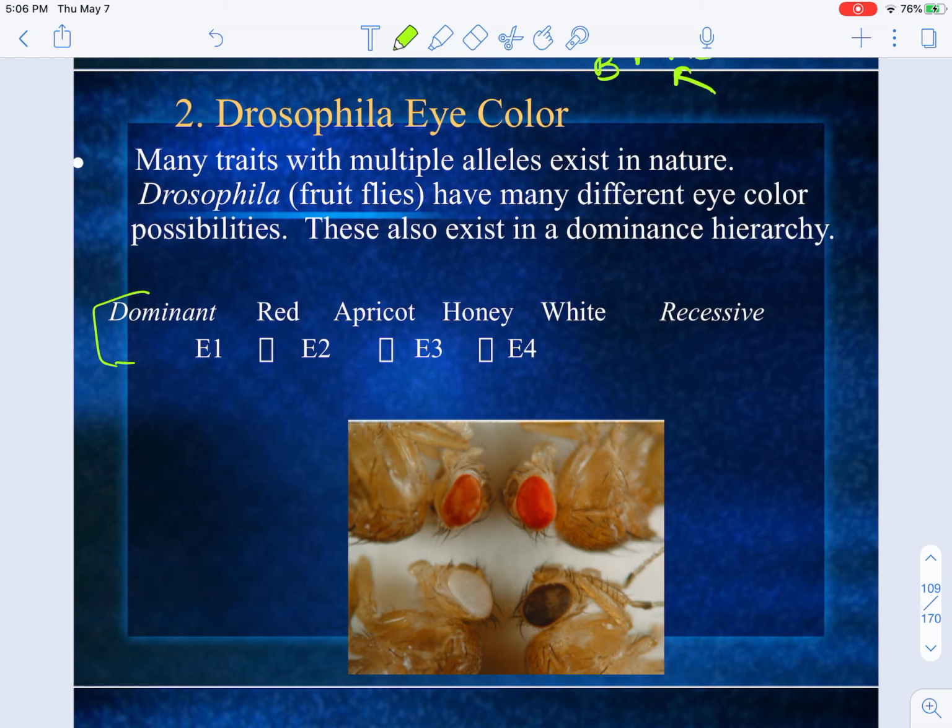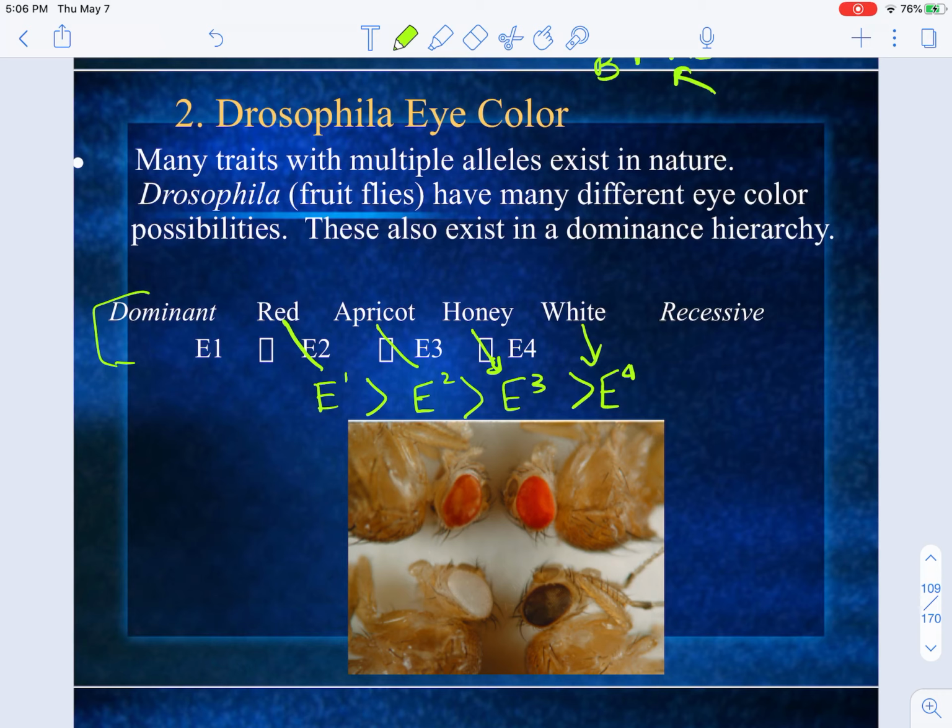This didn't come out so nice on my PowerPoint here, but E1 is the one that's the red one, and it is stronger than eye color number 2, which is apricot, which is stronger than eye color, I think I just wrote my arrows the wrong way, pardon me. Stronger, yeah. E3, which is the honey, and that is stronger than the white color eyes, number 4.